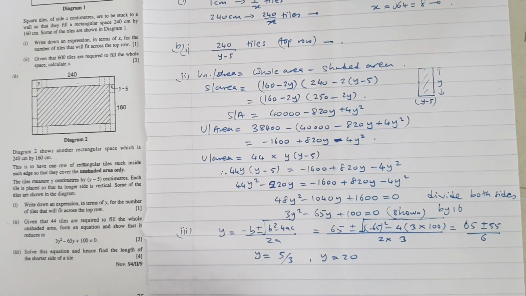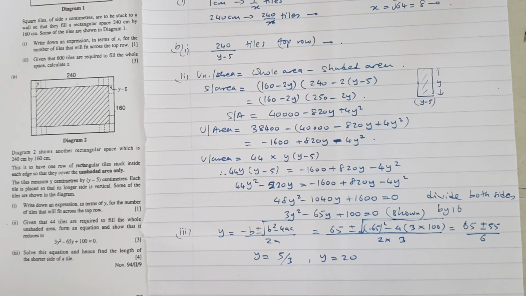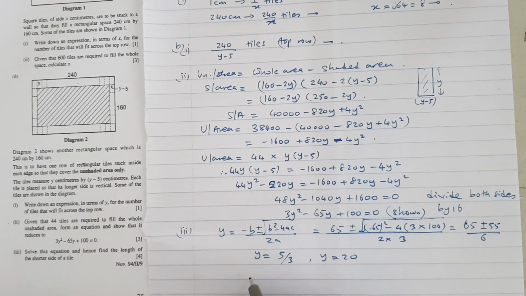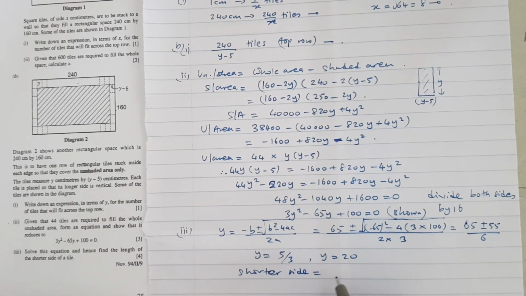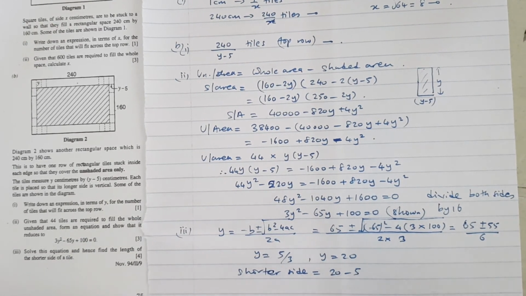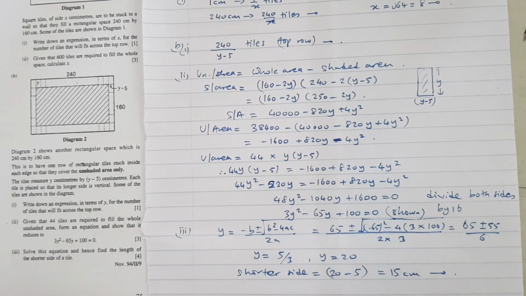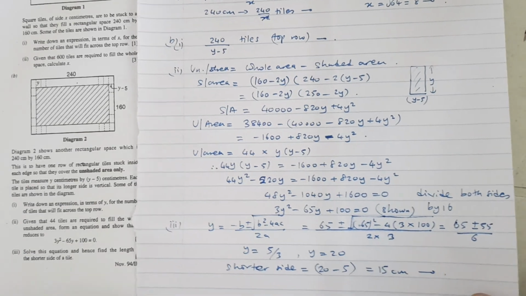And then we need to solve this equation and hence find the length of the shortest side of the tile. Okay, the shorter side of the tile is going to be equal to 20 minus 5, because y minus 5 is the shortest side. You can't take 5 over 3 take away 5. 5 over 3 take away 5 is going to give you a negative number, and length cannot be negative. Hence, we got 15 centimeters. Here we are for this question.